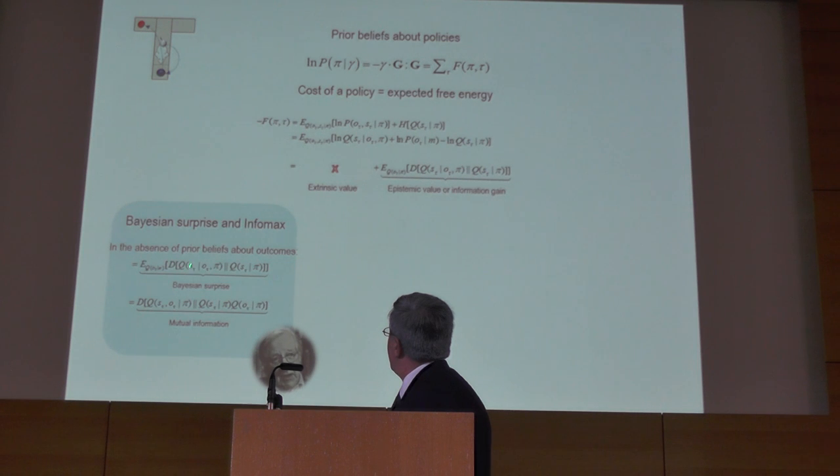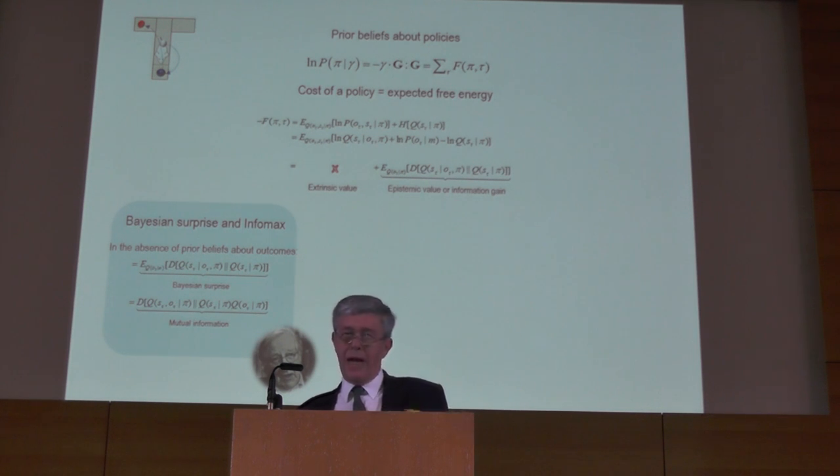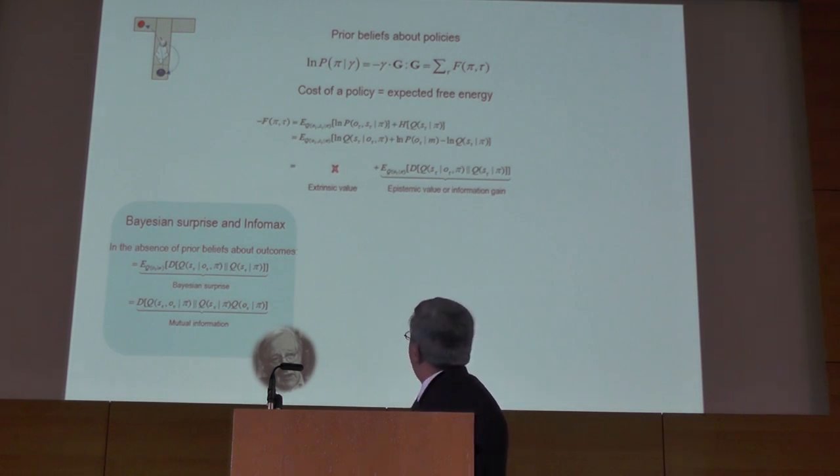this expected KL divergence is also the mutual information between the causes of outcomes and the outcomes themselves. So it's also an expression of the principle of maximum mutual information, the minimum redundancy principle, the principle of maximum efficiency, as articulated by people like Horace Barlow.